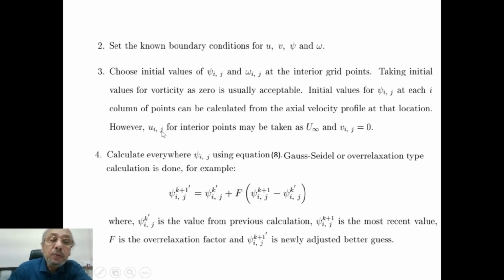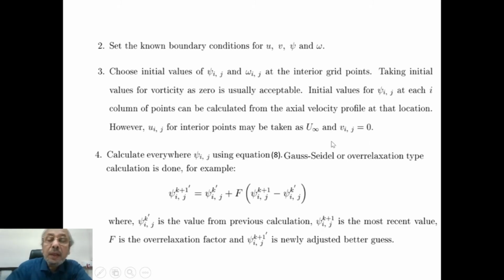However, uij for all interior points can be given any constant value, say u infinity. If we think about entry of the flow, even if it has a profile, it can be expressed in terms of u infinity. As uniform flow, we give this condition at all interior points, and for all interior points the initial condition of v is equal to 0.